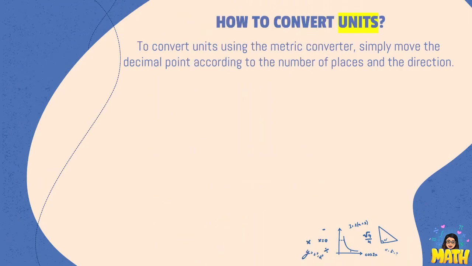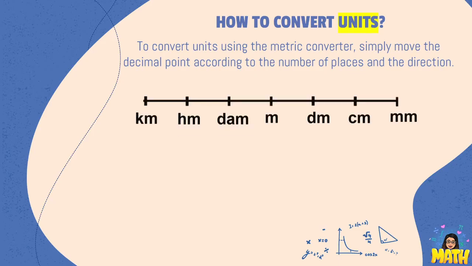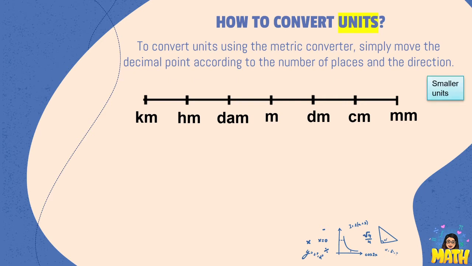So, how do we convert units? To convert units using the metric converter, we simply move the decimal point according to the number of places and the direction. So remember that units on the right side are smaller compared to the units on the left side. So usually, if we are converting smaller units to larger units, we use division, while larger units to smaller units, we use multiplication. Pero dahil nga we're not going to compute, gagamitin lang natin itong simple technique na ito.